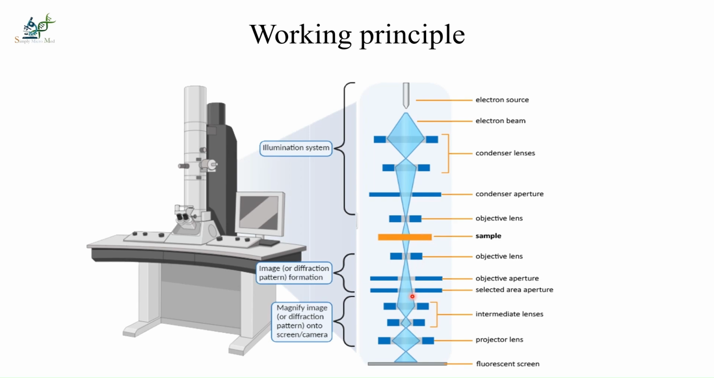And this is the intermediate lens. The intermediate lens will also enhance or enlarge the image when these transmitted beams reach the projector lens. This projector lens will project the image onto this fluorescent screen, and it is connected with the computer. So the projected image can be observed in the computer monitor.